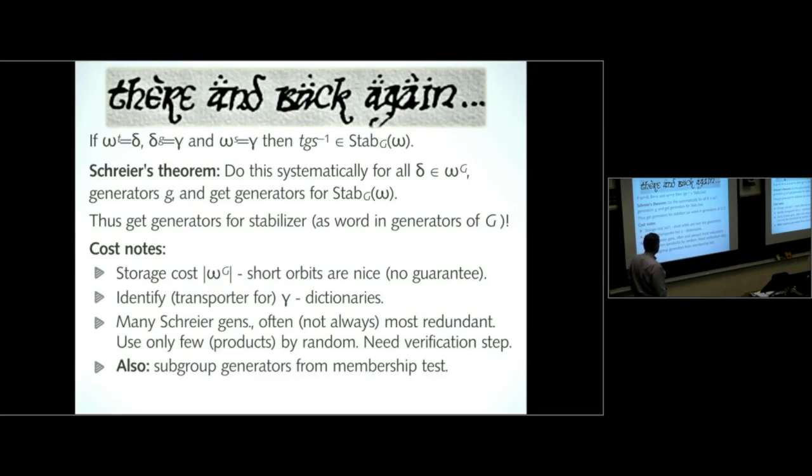A few remarks about the cost. The storage cost, just for calculating the orbit, is the length of the orbit. It's nice to have short orbits. We don't have a guarantee that an orbit is short. We need to identify elements in the orbit to find transporter elements. So this is basically a data structure question. We need something like a dictionary to identify not just whether an element is in the orbit so far, but which element it is, and what the associated transporter is.